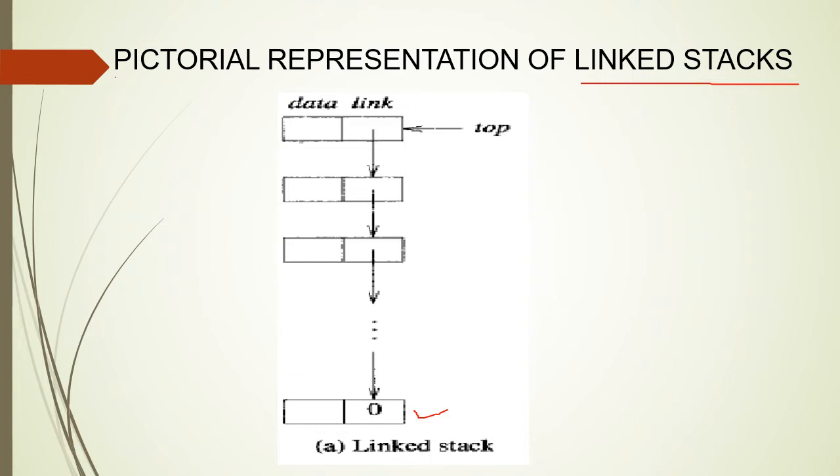Then the link field of this node is pointing to the next node, and the link field of this node is pointing to the next node, and the variable top is always pointing to the topmost element in the list. So, these are the two fields, the data field and the link field. So this is the pictorial representation of a stack.